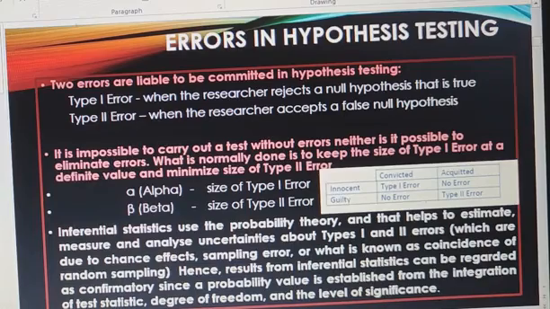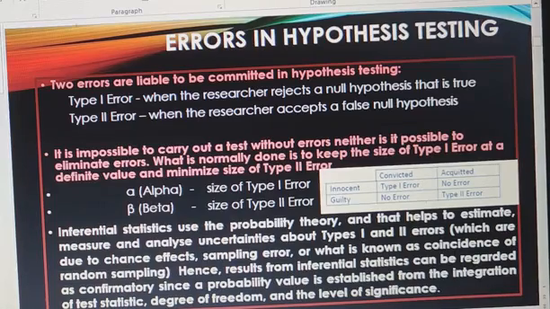Errors in hypothesis testing. Two errors are liable to be committed in hypothesis testing. Type I error, when the researcher rejects a null hypothesis that is true. Type II error, when the researcher accepts a false null hypothesis. Convicted, acquitted: innocent, type I error, no error. Guilty, no error, type II error.